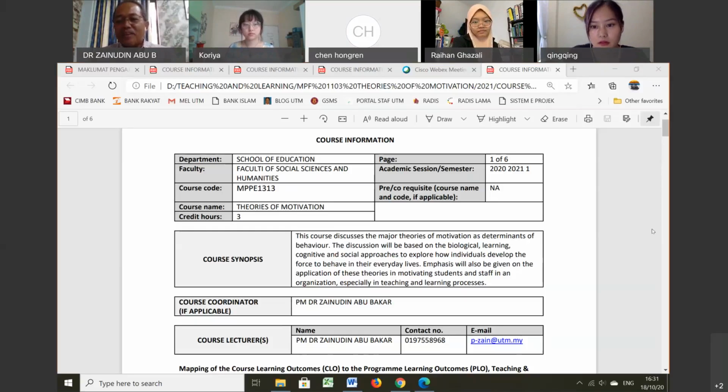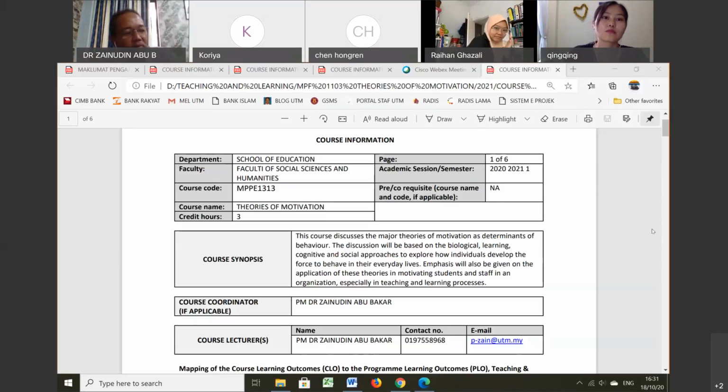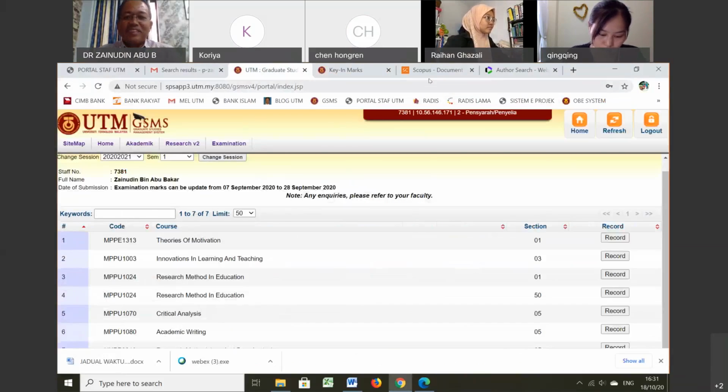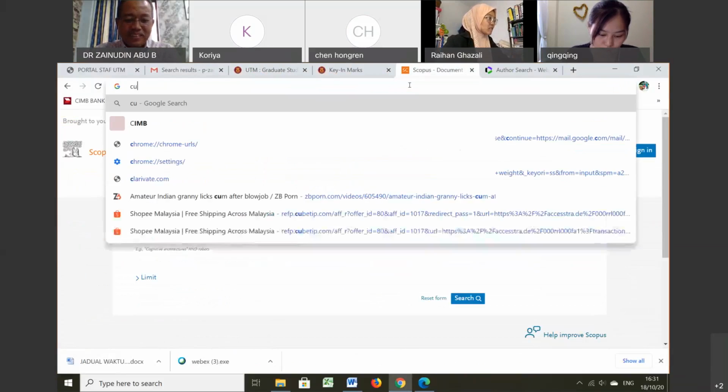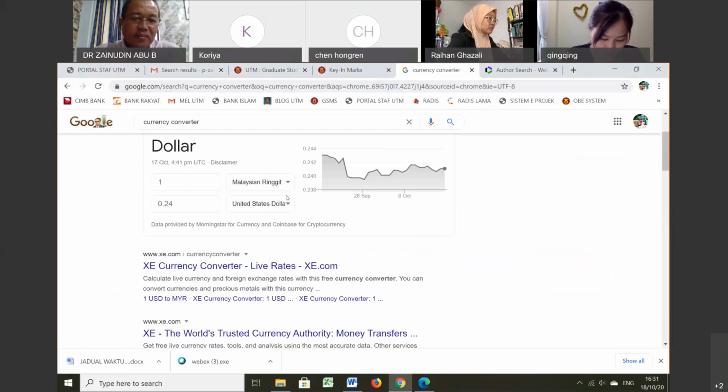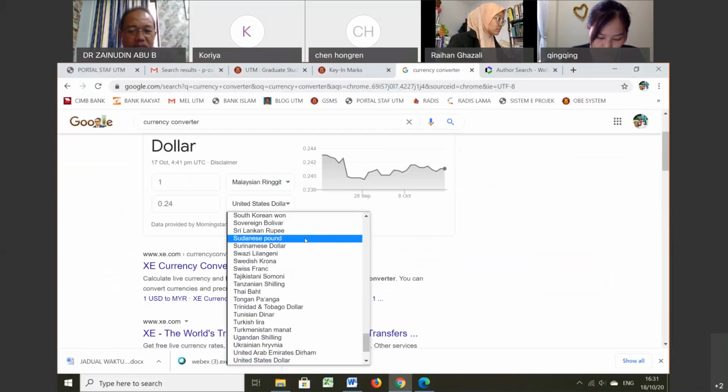Like for example, Raihan, Korea, Xing, anyone, if your salary is 200,000 per month, now imagine 200,000 per month. What is the conversion, Xing Xing? Korea, 200,000. Can we check? Hang on, let me check. Currency converter. How much? 200,000 Malaysian ringgit, and what is the China money?